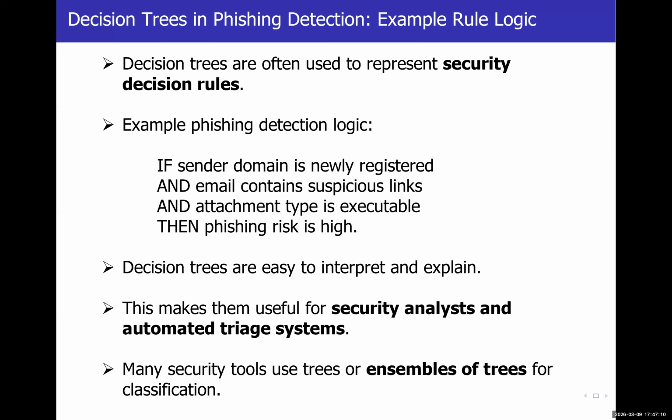These kinds of rules are easy for analysts to understand because they resemble the logic that security professionals already use when manually analyzing suspicious emails. This interpretability is one reason decision trees are commonly used in security systems and in automated triage tools.